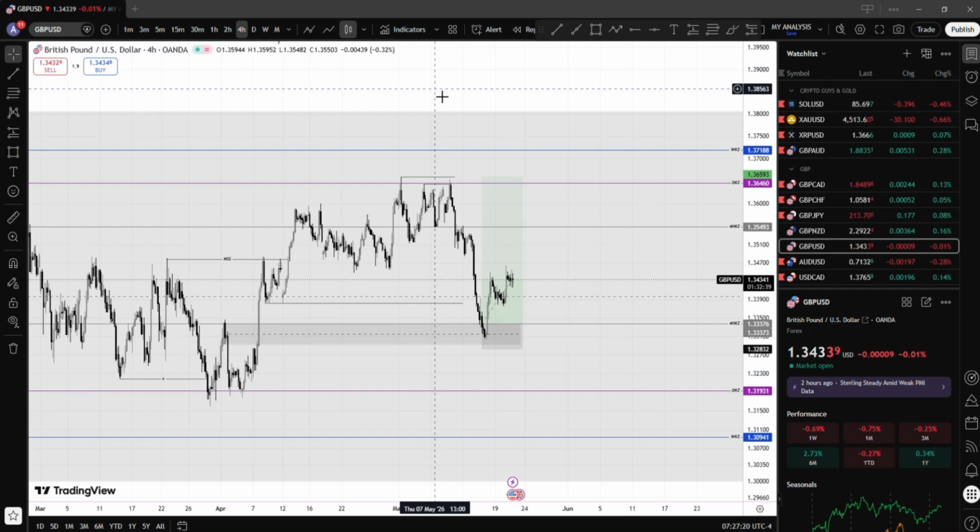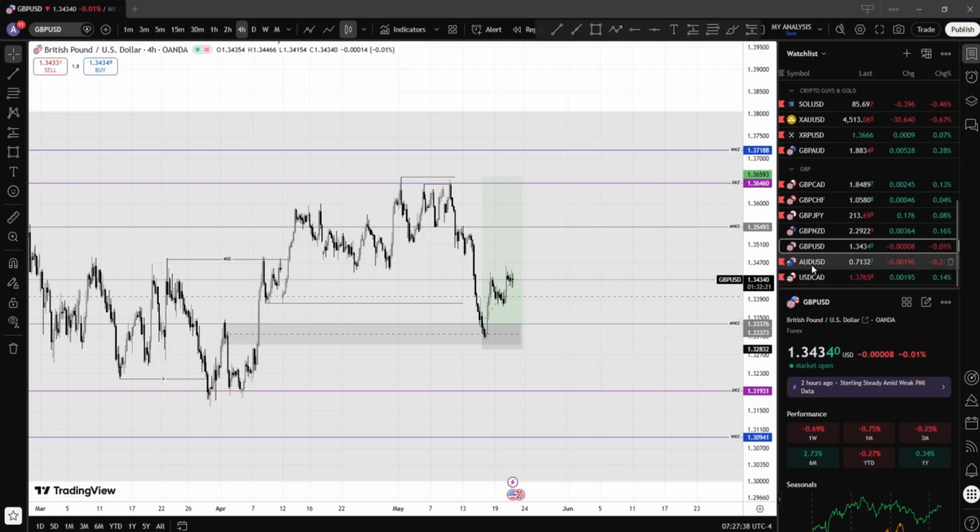I have a sweep, I have a break of structure to the upside, I have a pullback, that's my liquidity, I have a breaker block, I have an FVG. So I have everything that I need to take a trade. So let's watch how this trade will play out.